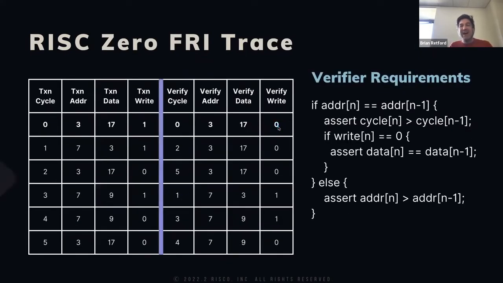So what you see is we write 17, and then we read it twice, and then here we write 2 different values and read it. And interestingly, the requirements for the verifier are basically written here. They're actually fairly simple. If the addresses are the same, then we have to verify that the cycle is moving forward, and if it's not a write, we have to make sure that it matches whatever the previous value was. Otherwise, if they're switching between addresses, the only thing we care about is that the addresses are going up.